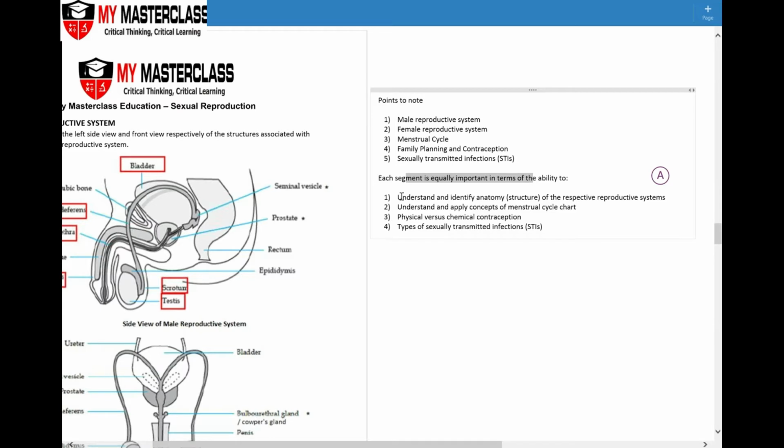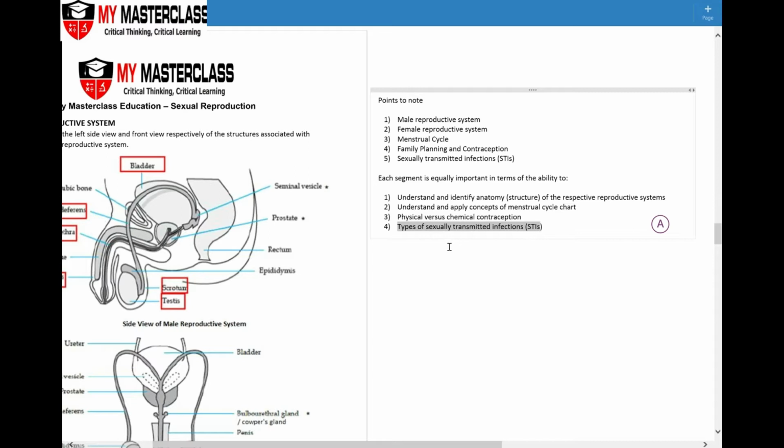Okay, you are required to understand and identify the anatomy structure of the reproductive systems. So meaning to say that you will have to learn how to identify these components as well as know the uses of them. Okay, which applies for both the male and female reproductive system, as well as knowing how to analyze the menstrual cycle chart. Okay. As for physical and chemical contraception, this is available in the form of a table in your notes, which you can refer to easily, and that will be applicable for your sexually transmitted infections component as well.